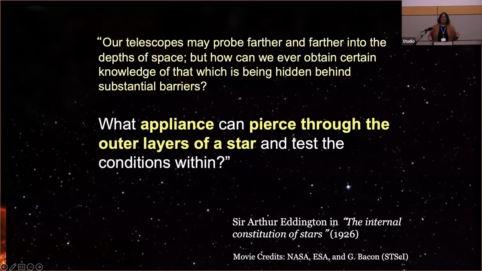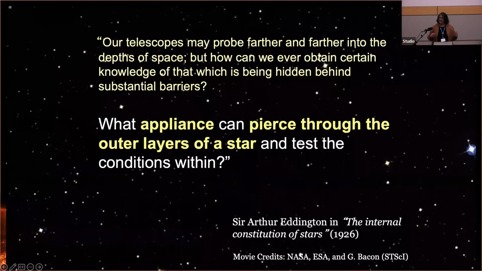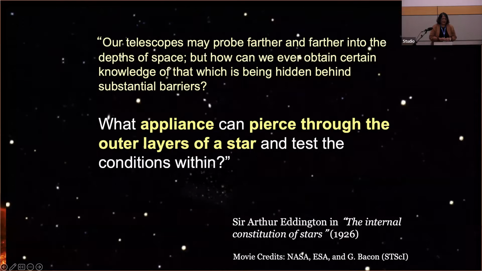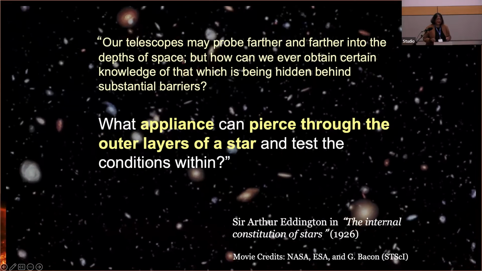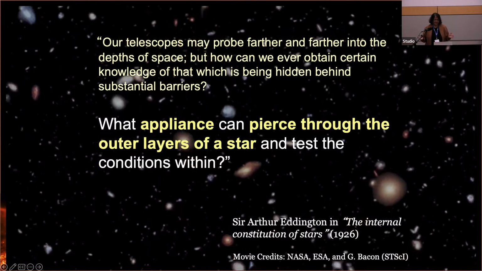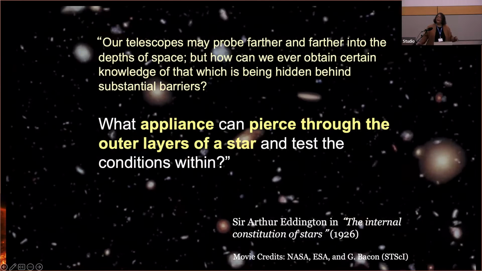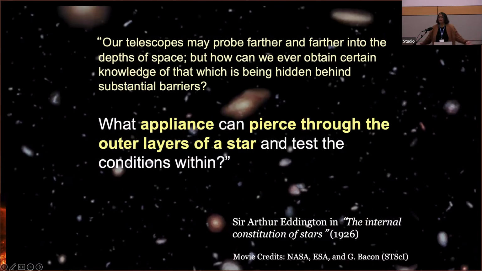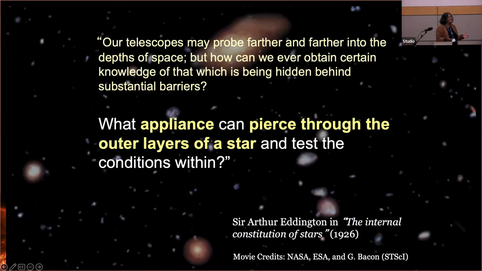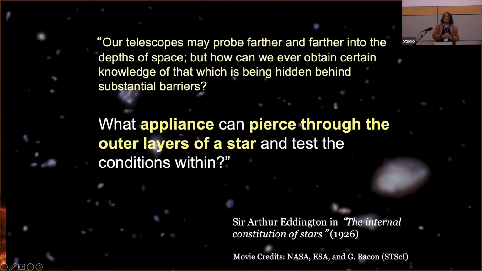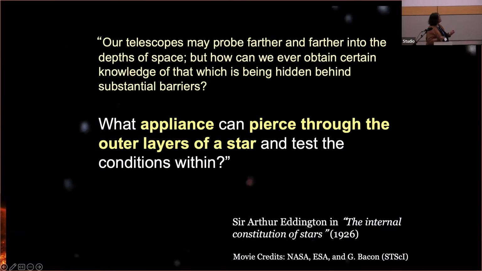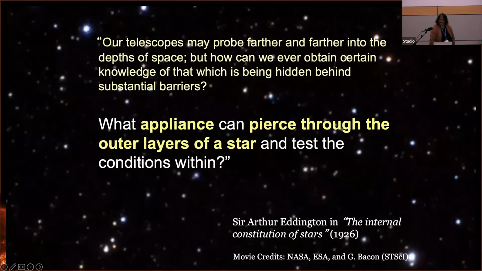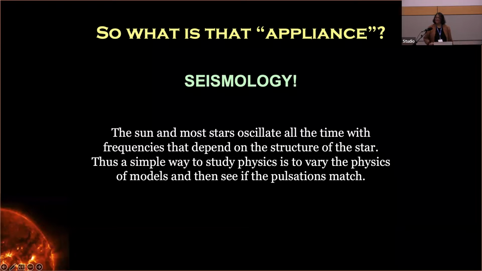Now, a lot of you are stellar astrophysicists here, I can see, and those of you who are, you've all heard of Arthur Eddington. And what Arthur Eddington said in his 1926 book was, okay, we can build more and more powerful telescopes and look farther and farther into space. But how can we look inside a star? What appliance, he says, can pierce through the outer layers of a star? We know the appliance is seismology, pulsations, okay?